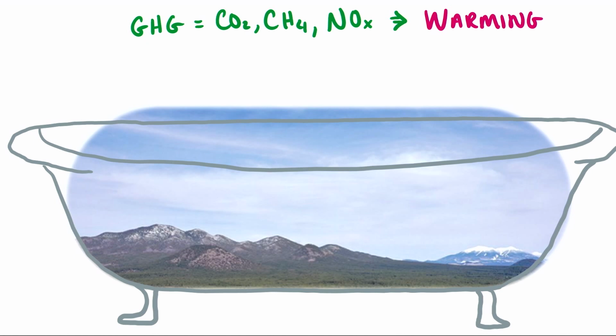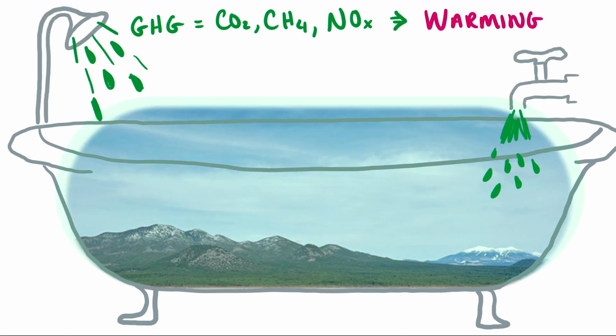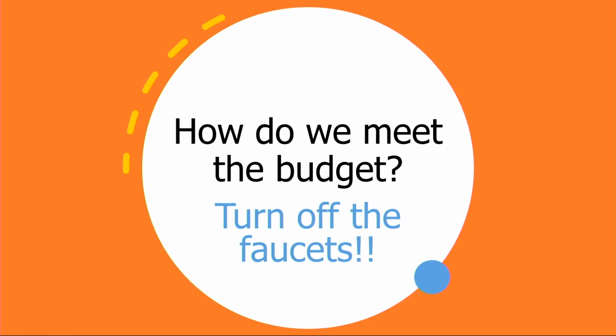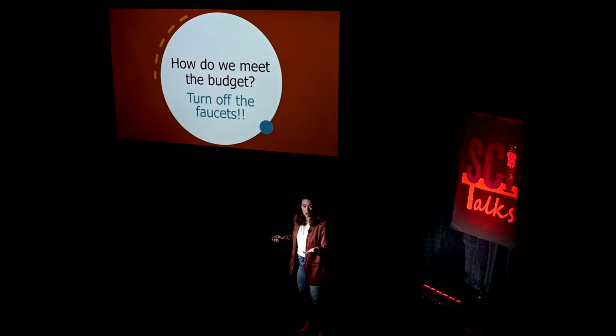Thousands of scientists have come together to decide how much of this greenhouse gas we can let flow into our bathtub before we start to overflow. And what I mean by overflow is uncontrolled warming. So in order to understand how to manage this budget, we have to understand where all these greenhouse gases are coming from. What are all those faucets pouring into our bathtub? So the solution of how we manage this budget feels pretty obvious. We just got to turn off those faucets, right? We just have to turn them off.